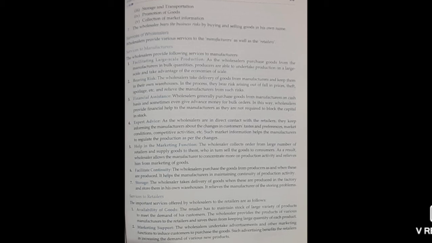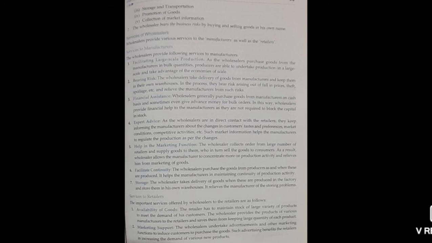Now services to the retailer. So here the wholesaler makes the goods easily available. So the retailer can maintain the stock of a large variety of products to meet the demand of the customer. It also helps the retailer in marketing, as the wholesaler undertakes advertisement and other marketing functions also. So the benefit also goes to the retailer, and they even provide credit facility, and also impart specialized knowledge regarding the product, and risk sharing.